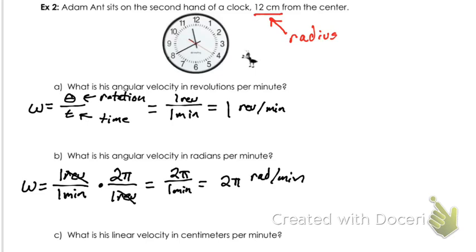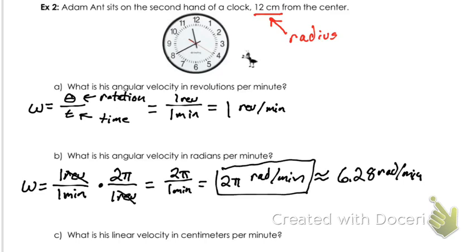If it asks for an approximate, because a lot of times if you're talking about speed, you usually want to give it like a little more approximated form. Sometimes it'll say round to the nearest hundredth, which in this case would be 6.28 radians per minute. But in this case, we're going to really focus on this one.